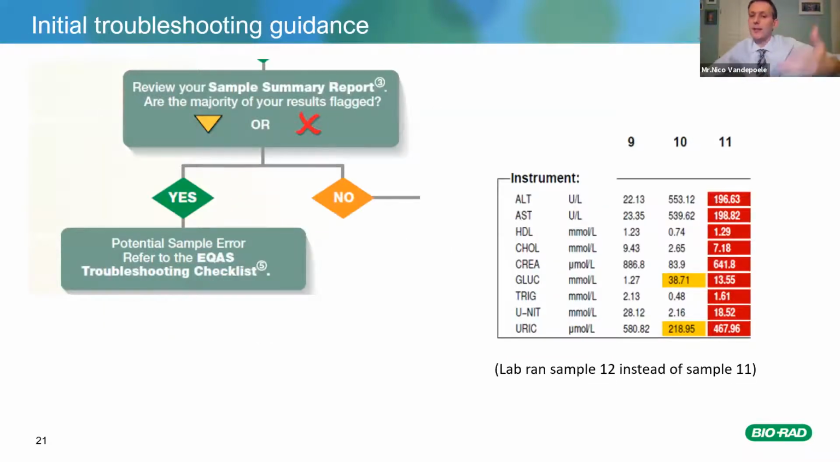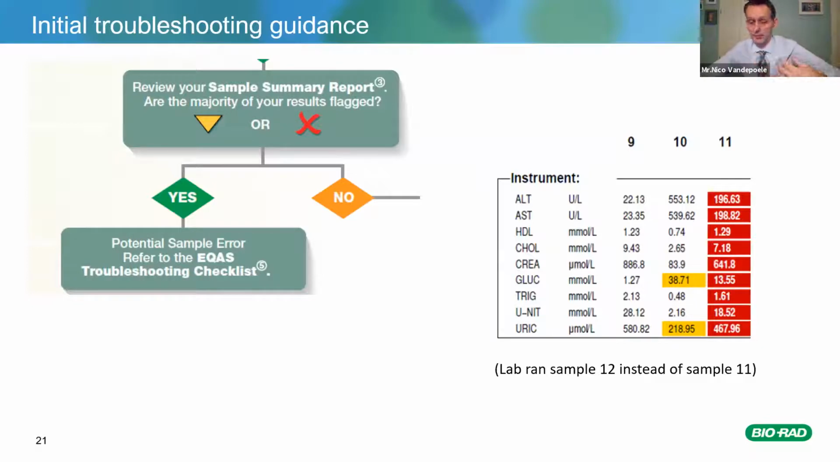When you start looking at your sample in more detail, one of the things to check is whether there is just one analyte that has a problem, or whether all of them have a problem. If all of your analytes have a problem, like in this example on the right, where samples 9 and 10 were pretty good, and then sample 11, everything is bad. Well, if everything is bad in your sample, start thinking about something systematic.